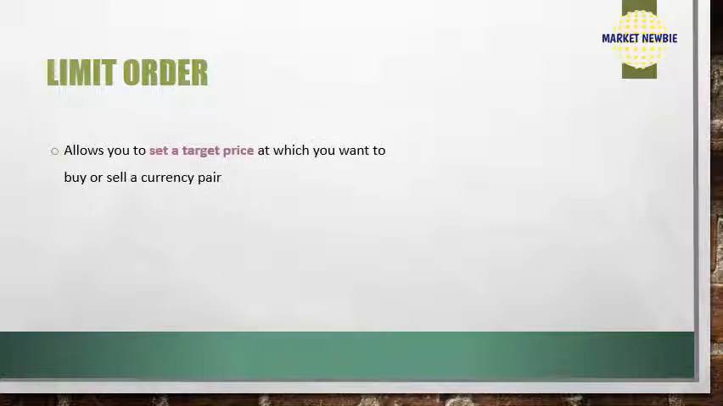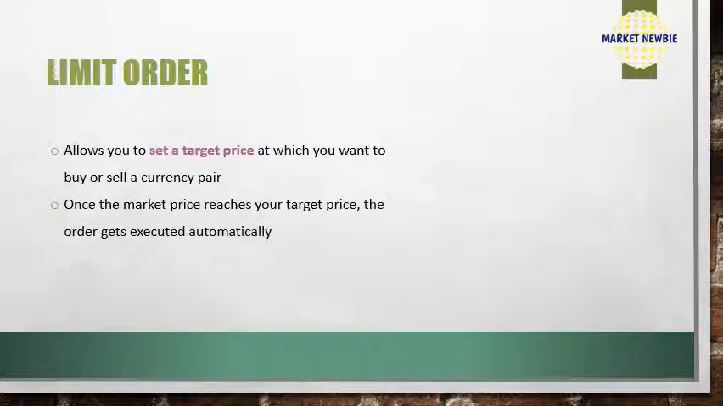Another important basic execution order is called the limit order. A limit order is an order that allows you to set a price you're willing to sell or buy a currency pair. Once the market price hits your target price, the order gets executed automatically. If the market price never hits your set price, your order won't get executed. In other words, price is the essence for a limit order.